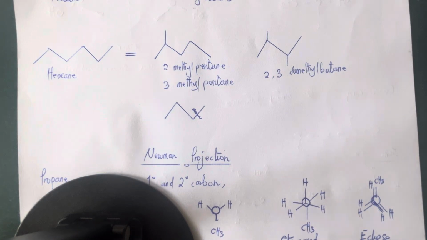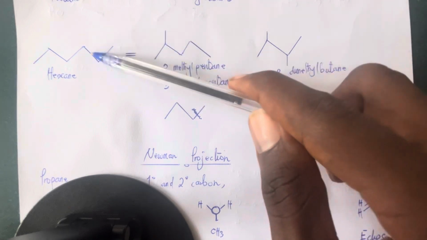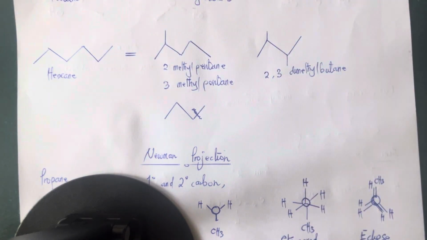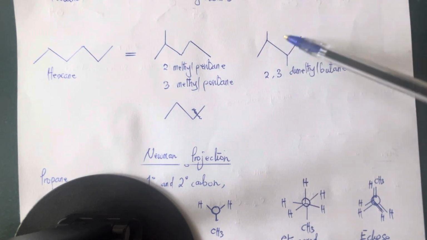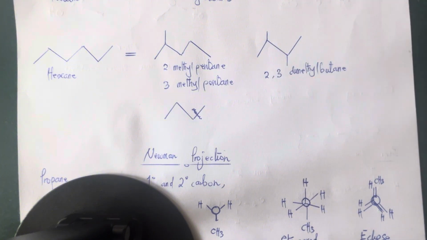In a similar way, you can also break 2 parts of it. You can break this part, you can break this part. Now you're having 2 fragments of methyl group. You can put one of the methyl groups here, you can put the other methyl group here, giving you 2,3-dimethyl-butane. So that's one of the easiest ways to form isomers when you are given a compound.